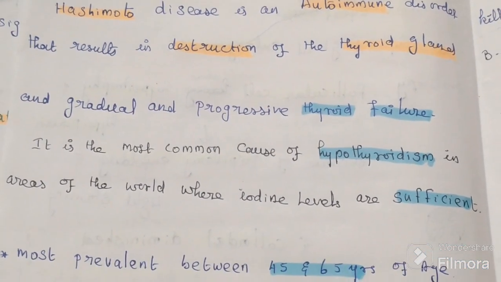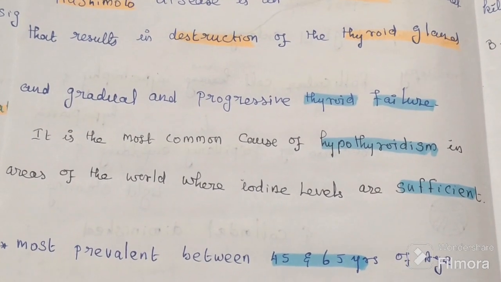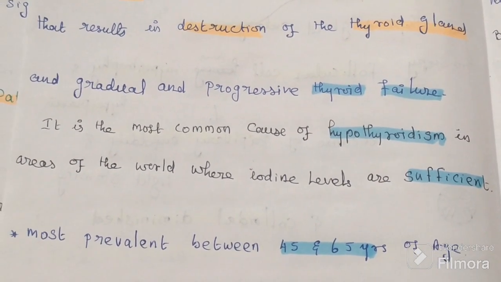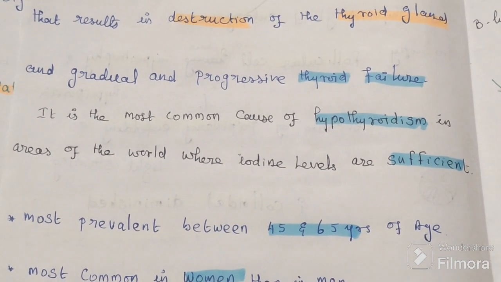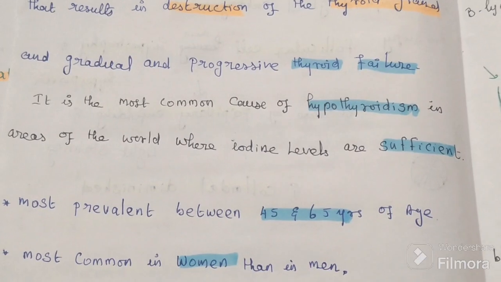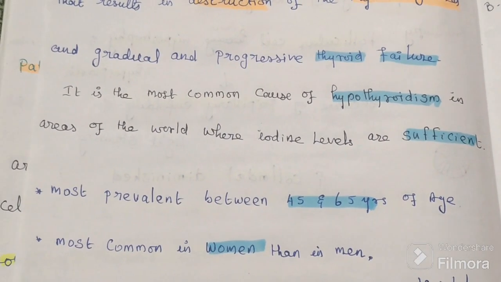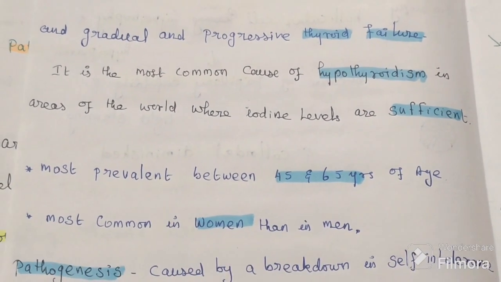What is the problem here? It also occurs in females 10 to 20 times more than in males. The age group is a little bit higher, 45 to 65. Here, pathogenesis.